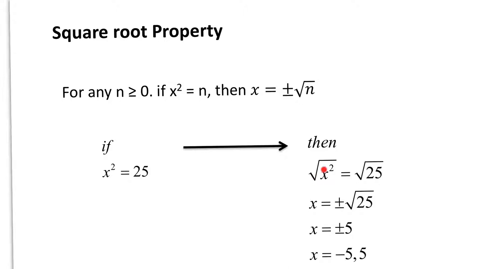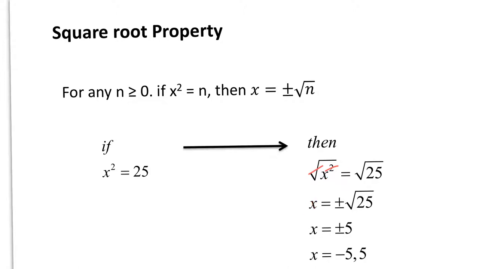You take the square root of x squared, which is the left side of the equation, equals the square root of 25, which is the right side of the equation. Well, guess what, guys? When you have the square root of x squared, the square root and the squared will cancel each other because they're opposites. So all you have left will be the x, the one inside.